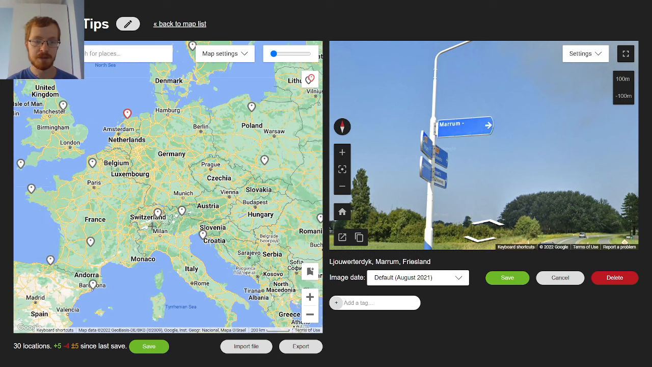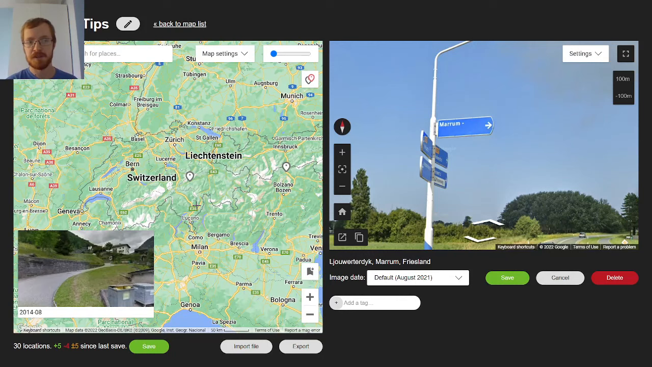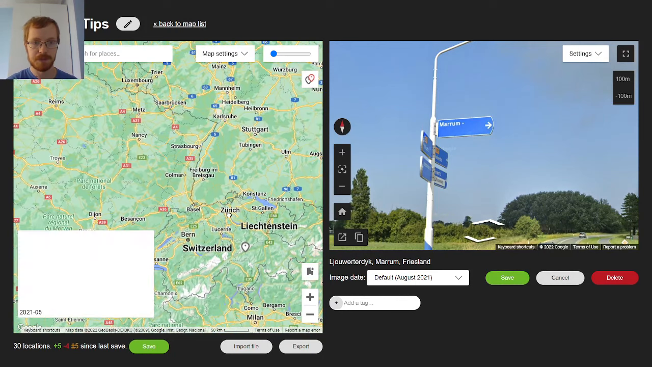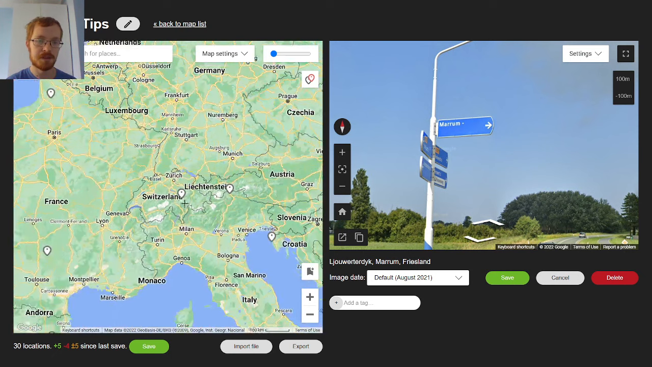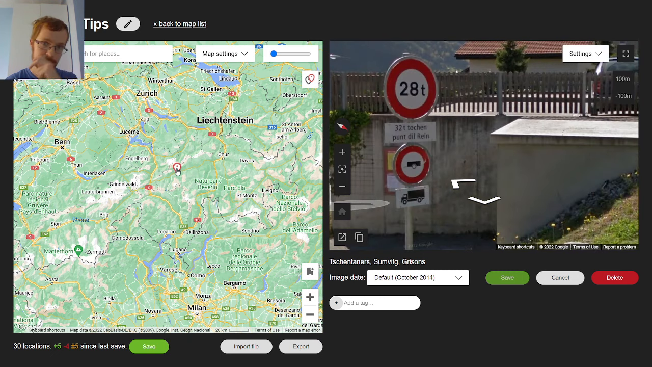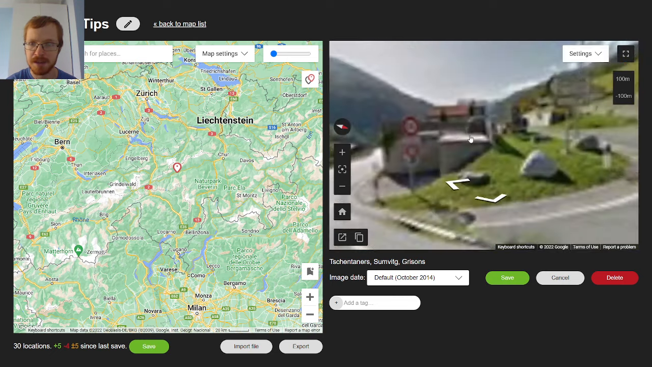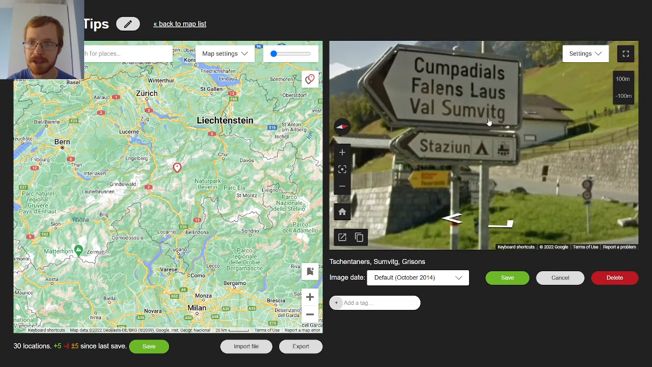Moving on, let's have a look at Switzerland. So obviously French, German, and Italian are the most well-known languages spoken in Switzerland, but there's also a lesser-known language called Romansh, which is spoken in the province of Graubünden, this province in the southeastern corner. It's a Romance language, so it's more similar to Italian than it is to German. But it looks a bit different. This Punt de Rhein is an example of Romansh.